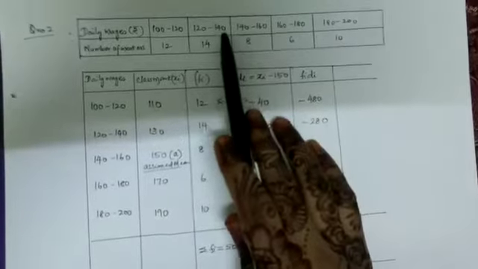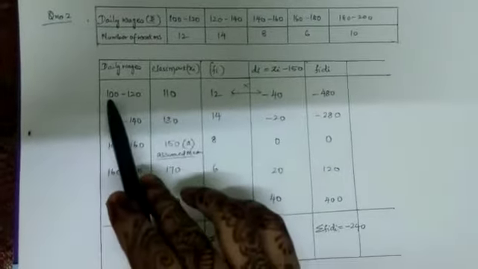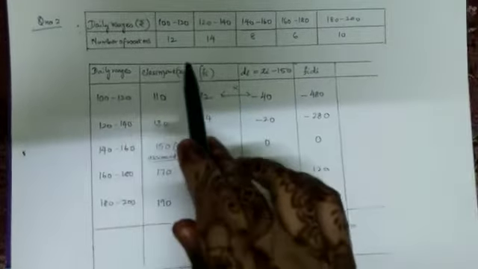So let's start as usual. The class interval will go here, and the class mark. Again I am repeating the formula: lower limit plus upper limit divided by 2 will give you the class mark. So I found that.